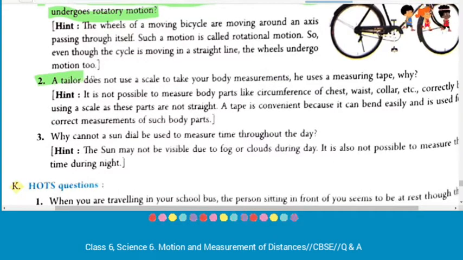Second question, a tailor does not use a scale to take your body measurements. He uses a measuring tape. Why?